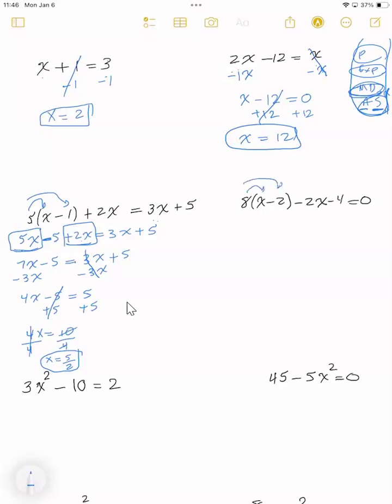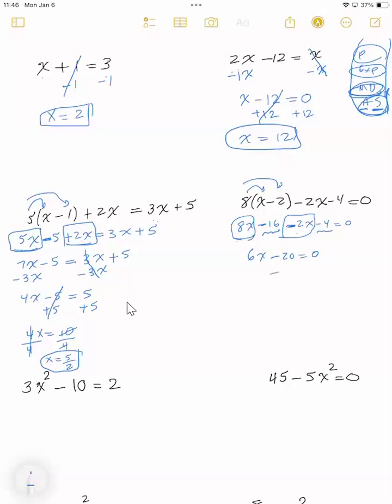For this problem, I distribute the 8. I get 8x. 8 times negative 2 is negative 16. I'm going to combine like terms. I have an 8x and minus 2x. So 8x take away 2x is 6x. Those are like terms. The sign for 2x is here. This negative belongs to 16. I have a negative 16 and negative 4. They're like terms. Negative 16 and negative 4 is negative 20.